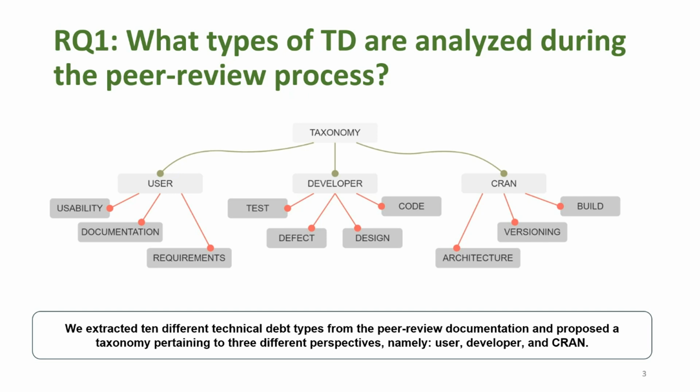We found that the user is mostly concerned with usability, documentation, and requirement debt. These debts ultimately affect mostly the user of the packages rather than the developers. We found that the developers are mostly concerned with code, design, test, and defect debt. We also found that defect tends to be introduced as a result of the other three types of debt.